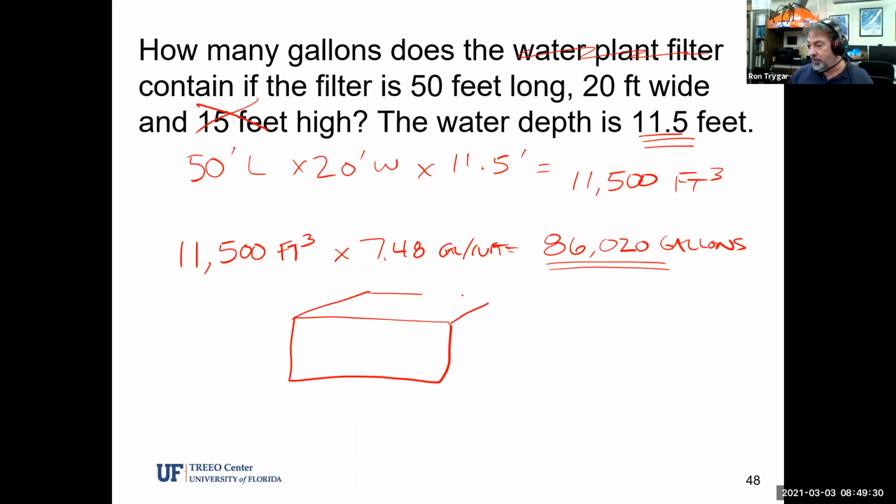I just draw a little picture here, kind of draw a three-dimensional shape. And so we have this filter and it's 50 feet long. We said it was 20 feet wide here. And the total height of the filter was 15 feet right here. These are all feet units, but the water is only up to 11.5 feet. So if I go like this, say the water is here. This is the water elevation. That's the water inside the vessel or the filter, and the water distance was 11.5 feet. That's from here to here. That's the number we need. So just watch out for that and pay attention to what units are given.